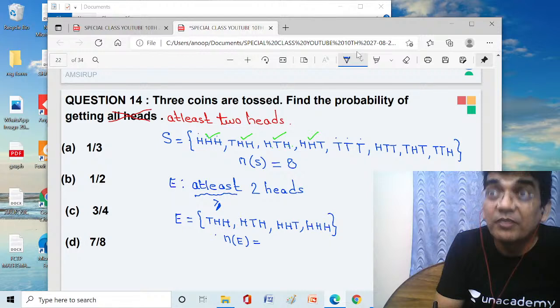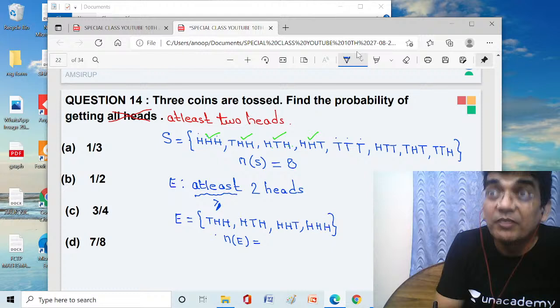So in the starting only, I told you, whenever you are doing the questions for the probability, remember you need to find these two. NS you need, and NE you need. That's all. Once these two are known to you, you can easily write the probability of any event asked. Hope this is clear to you now. Okay, let's move on to the next question then.